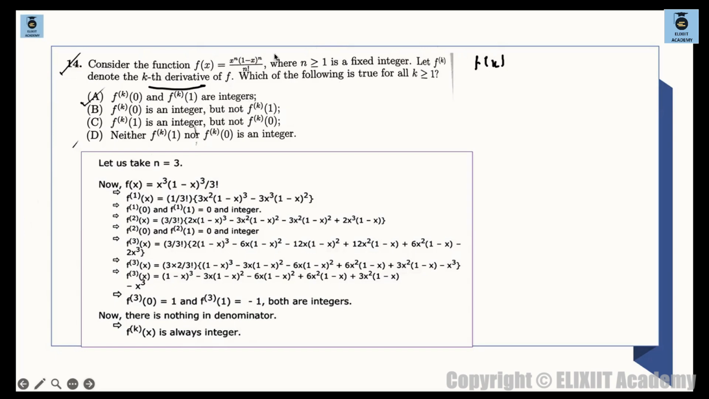But the function is a bit complicated here, since it is in terms of n, so better will be if we take a finite value and then verify. Let us take a finite value of n, 3, and then we verify this thing. You take the value of n to be 3, so the function becomes x cube into 1 minus x whole to the power of 3 divided by 3 factorial. Then the question will become very simple.